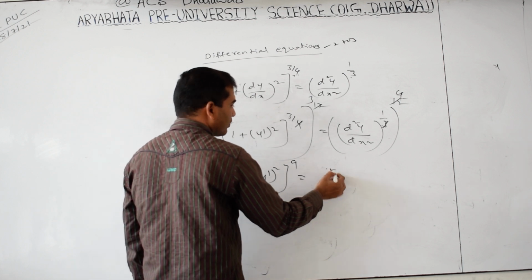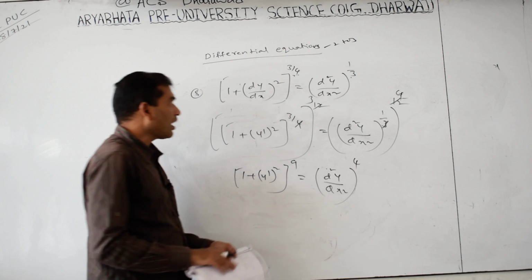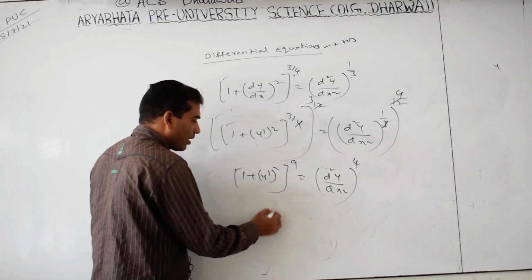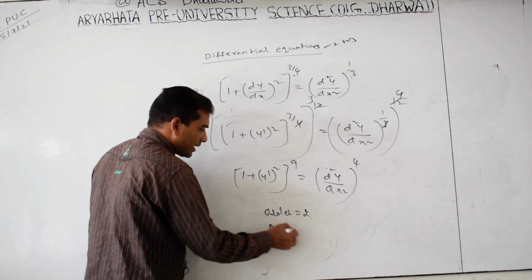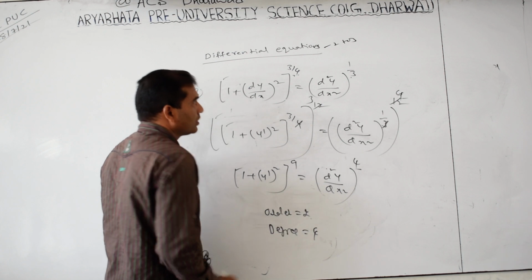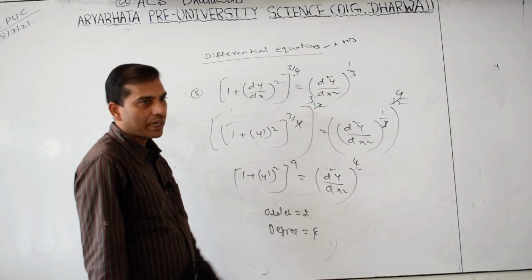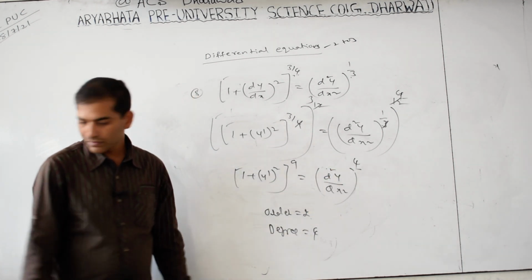Equal to (d square y by dx square) whole power 4. What is the order? 2. Degree 4. The question is degree; order is 2 and degree is 4. Some students will put 1 by 3, the fraction. If it is a fraction, degree does not exist. Make it free from radicals. So 4 it is.